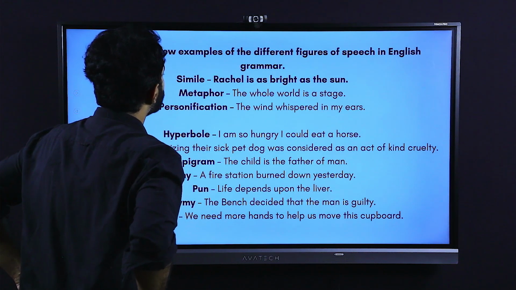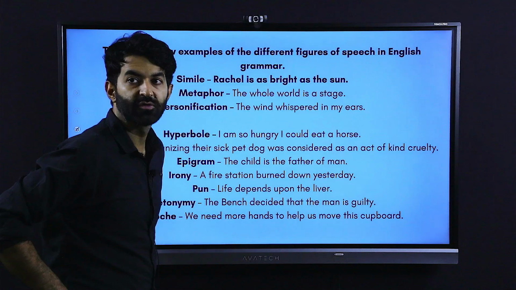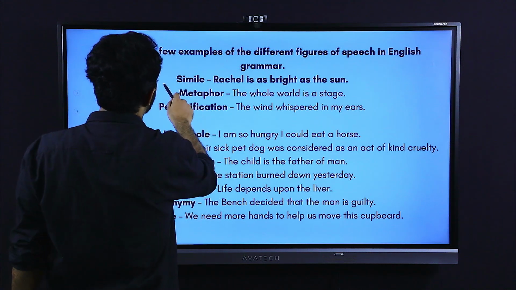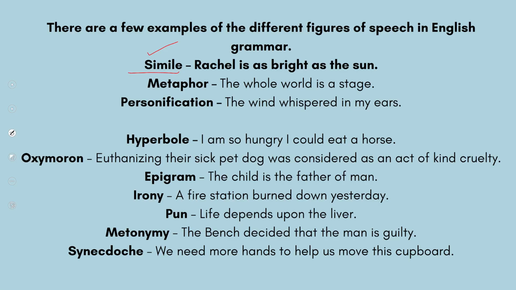Now, let's look at all these different examples of figures of speech. There are different figures of speech I talked about in the introduction. Simile is a comparison with another thing using the word as or like. Now, Rachel is as bright as what? The sun. So Rachel's brightness is being compared to the brightness of the sun. So we have a comparison of equal things, and that's how we can say that this is the use of a simile.